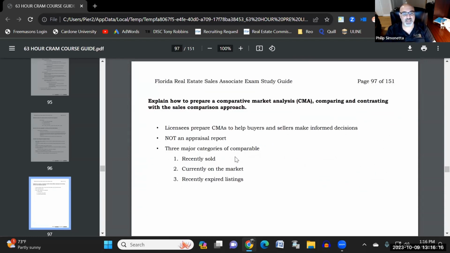Next, we need to be able to explain how to prepare a comparative market analysis, CMA, comparing and contrasting with the sales comparison approach. Licensees prepare CMAs to help buyers and sellers make informed decisions, not an appraisal report. Three major categories of comparables are recently sold, currently on the market, and recently expired. Recently sold shows you values they're worth, like closing. Currently on the market is what people are asking. And recently expired usually means they were overpriced or some problem with the property, right?